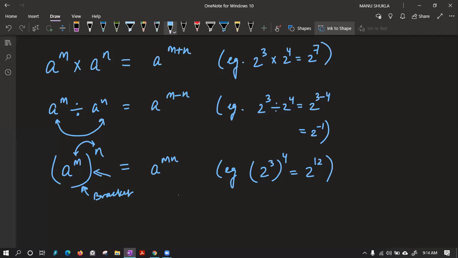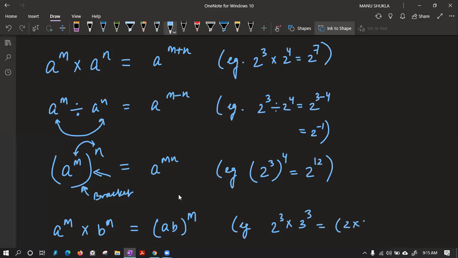Now the next formula that we have done is, when the same powers are there, what can we do, class? If there are different bases but the same powers and the numbers are getting multiplied, what can we do? Please tell. Can we simplify something in this case, or do we have to leave it like this only? Class, we can write the power as common. So we can write it as ab power m. Example, 2 power 3 into 3 power 3 is equal to 2 into 3 power 3.